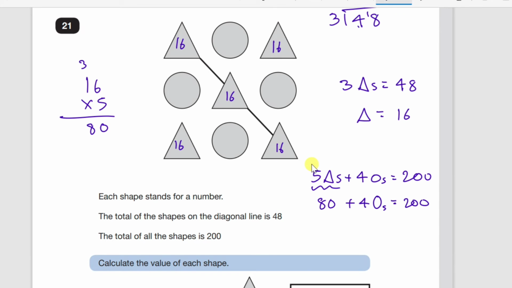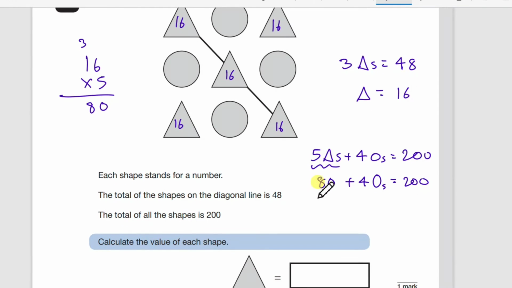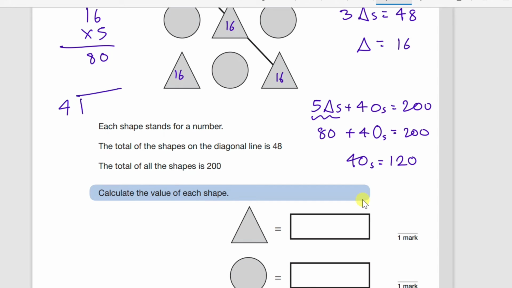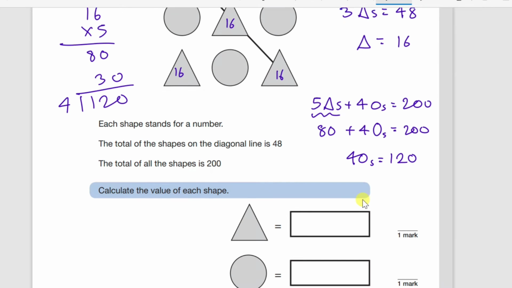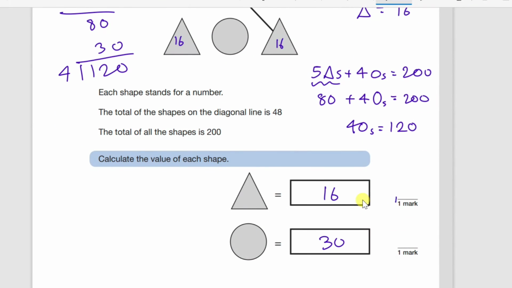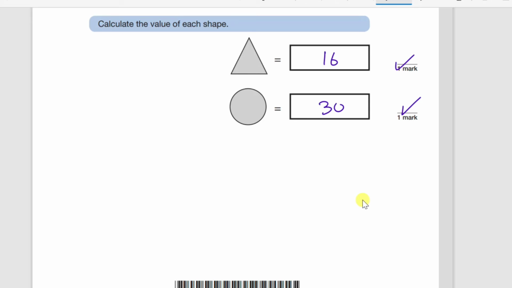So what we can do now, we can just work backwards. If we just subtract 80 from this equation, it tells us that 4 circles must be equal to 120. To get a single circle, let's divide it by 4. How many 4s go into 120? Well, 4 into 12 goes exactly 3 times, and 4 into nothing is 0. That means that's the answer. So one circle is worth 30, whereas one triangle is worth 16. And there we have it, guys. That's that question done.